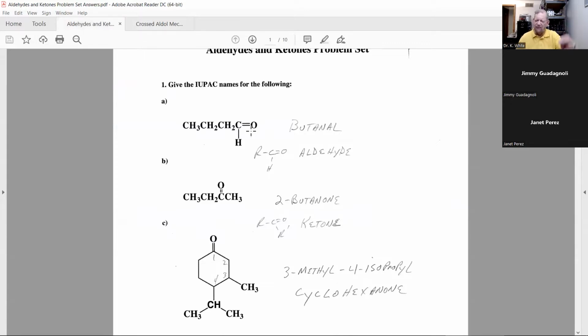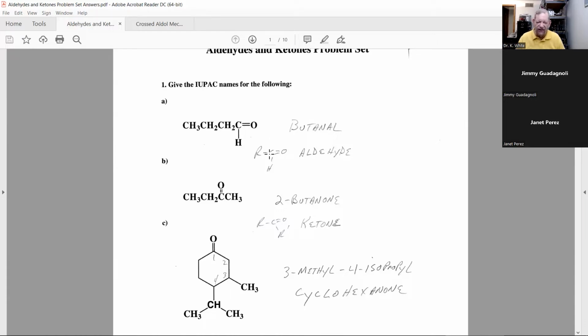Should get you. Ooh, it's not working today. It was working earlier. Hold on. Now it's not working. That's not working either. Hold on. Like that. And we have an oxygen double bond to carbon with a hydrogen and carbons. That's an aldehyde.